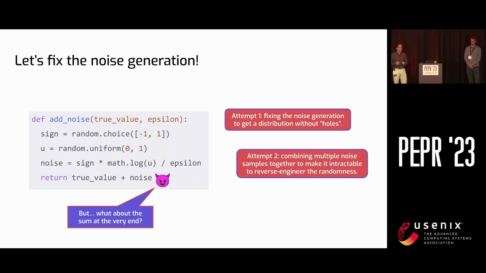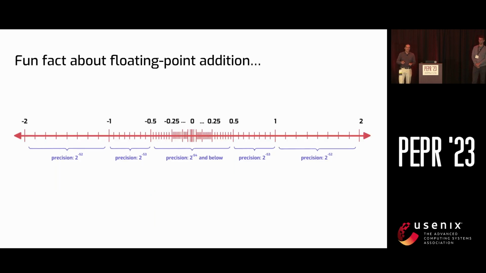implementation again. Even if the noise generation is perfect, what happens when you add it to the true value at the end? Taking another look at our floating point line, here I'm showing both sides of 0. And I've annotated each of these intervals, each interval between powers of 2, with their precision. There are as many floating point numbers between 1 and 2 as there are between 2 and 4, and so on. This means that the smaller the floating point number, the shorter the intervals around it get. For example, between 1 and 2, all of these numbers are multiples of 2 to the minus 52.